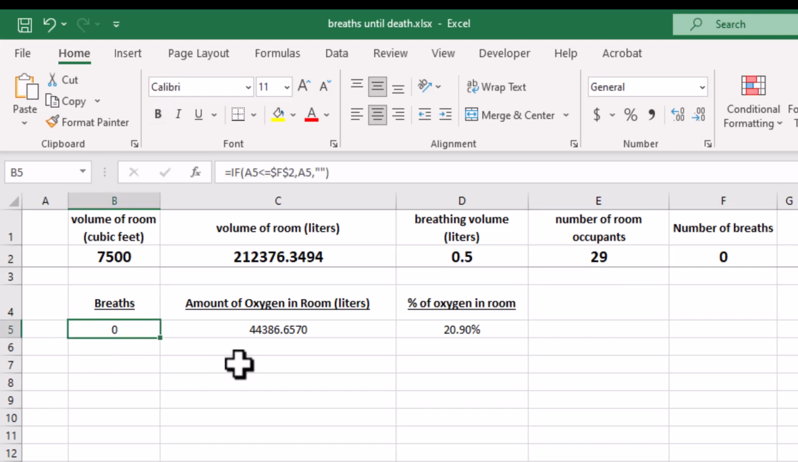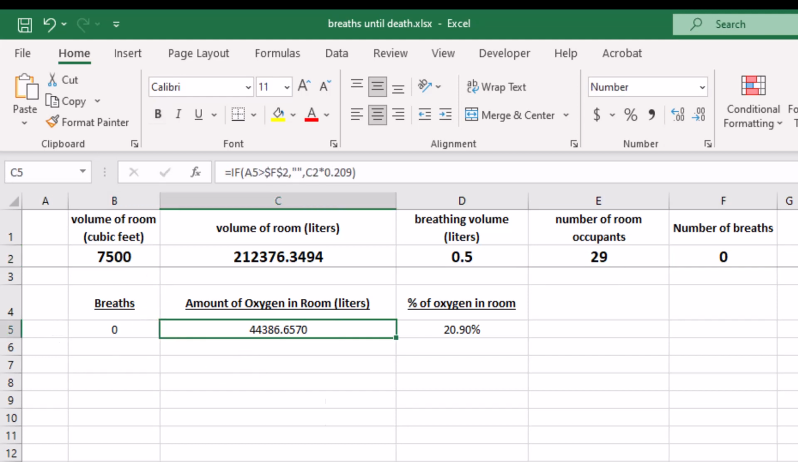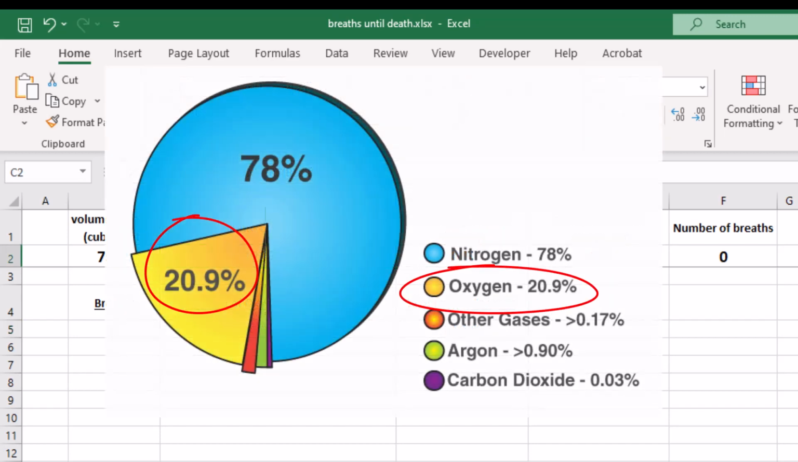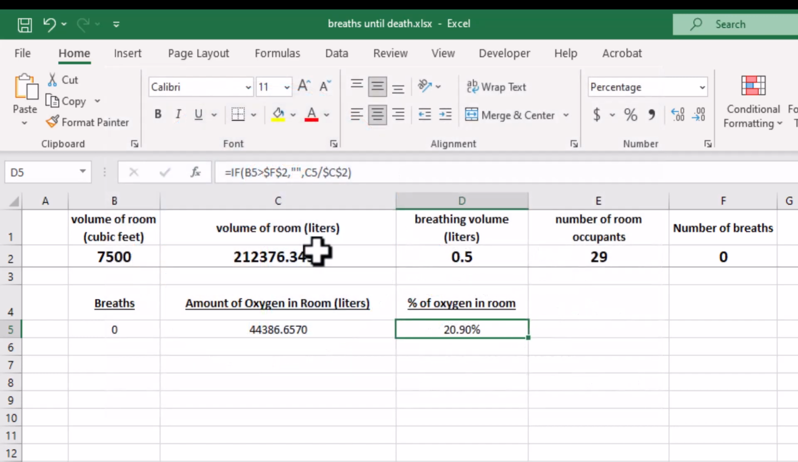We've taken 0 breaths. That means that there is 44,386 and 2/3 liters of oxygen. What that is: I took the volume of the room, which is in liters, and took 20.9% of that, and that's what you get down here. Over there is the percent of oxygen that's in the room. Currently, this is before we take any breath, at the moment the room gets sealed off.